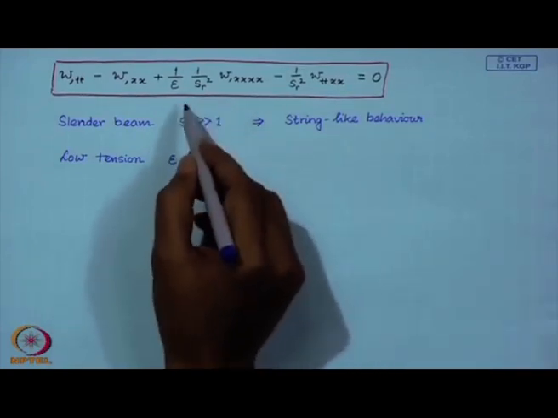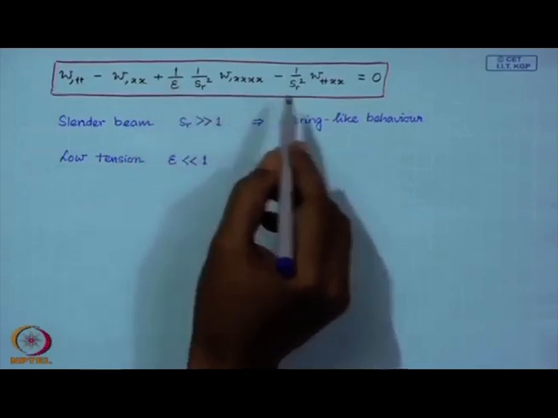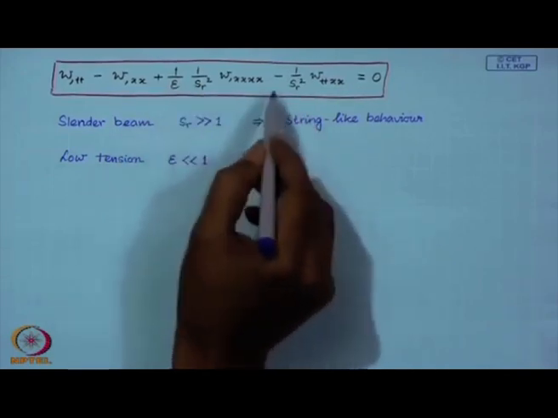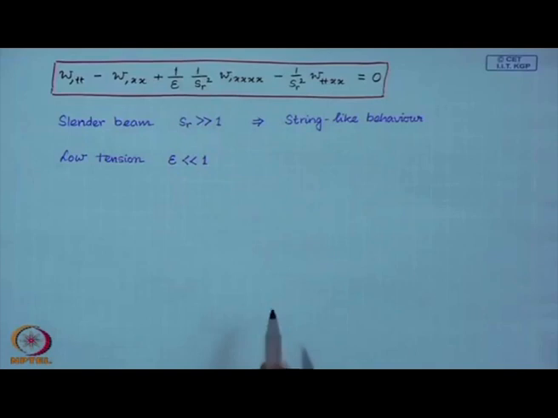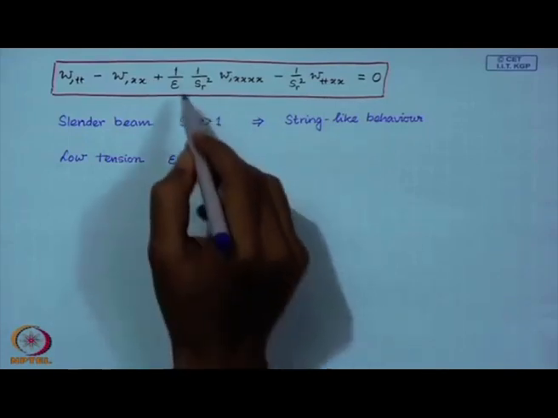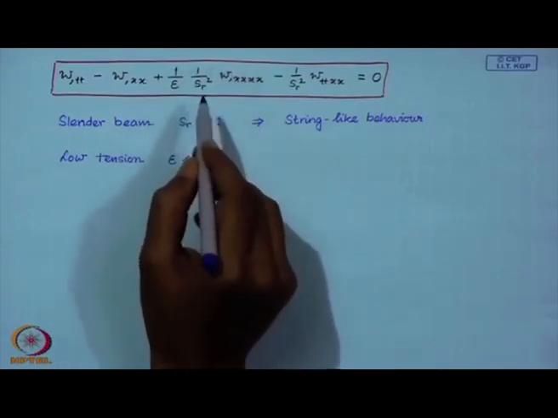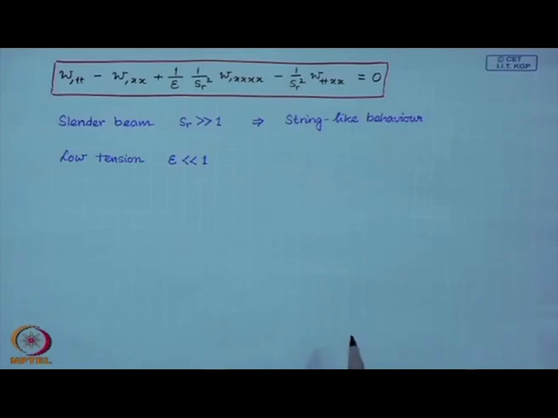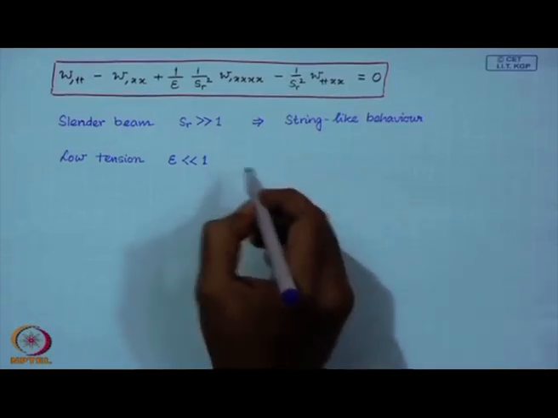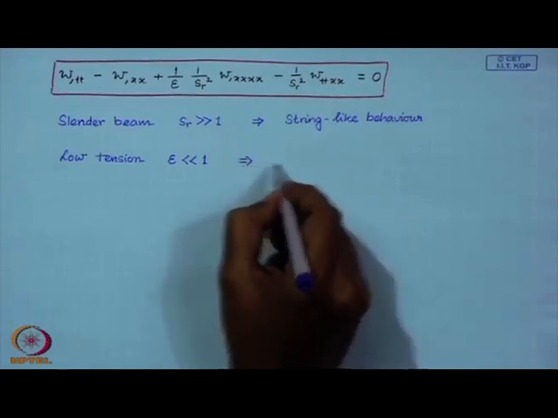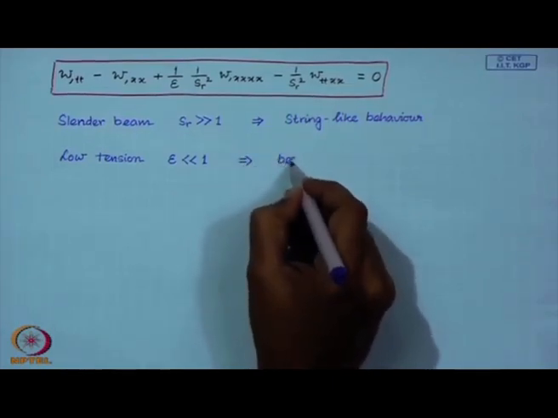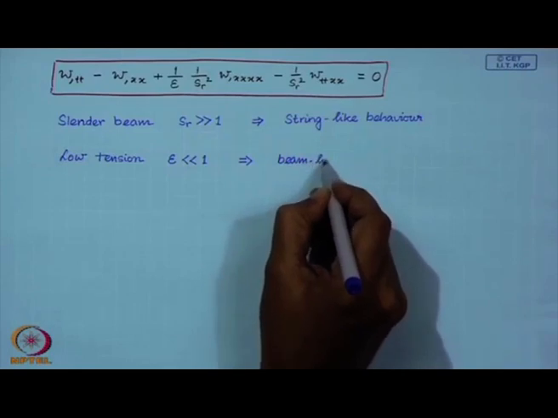Whereas, if tension is very small, then this flexural term may be significant. So, this must be considered. So, you tend to have more of a beam-like model.